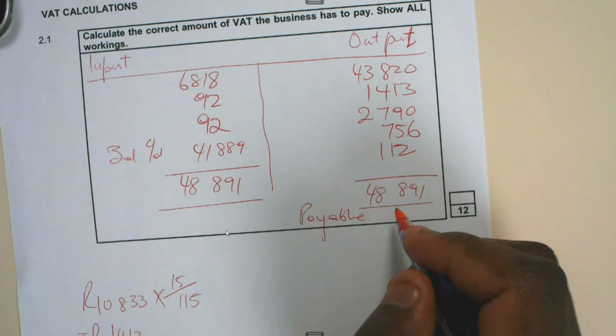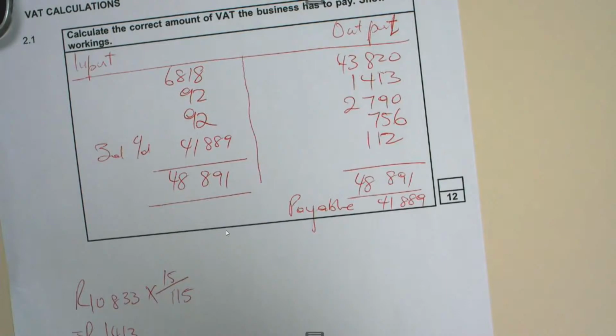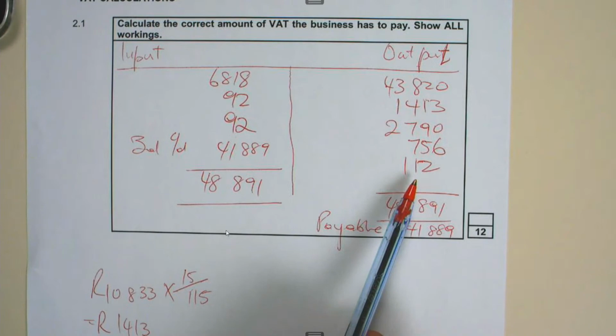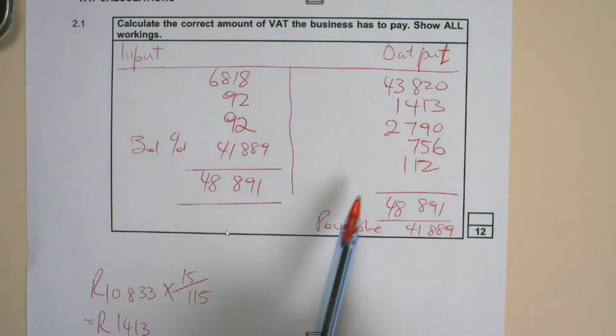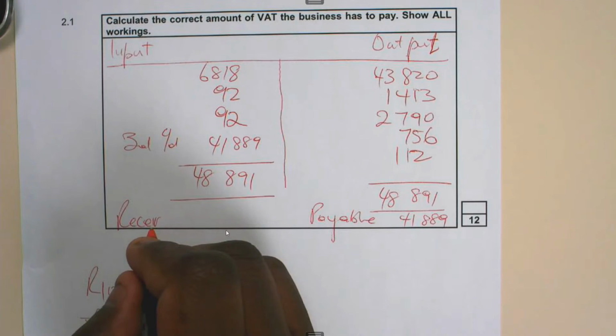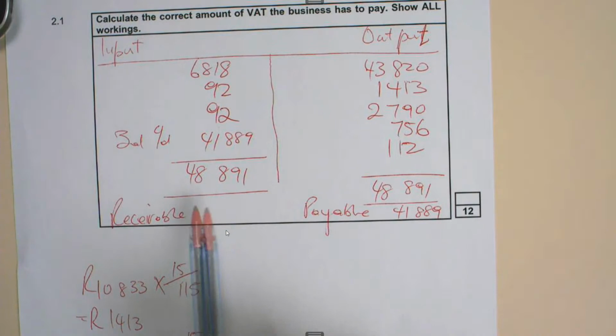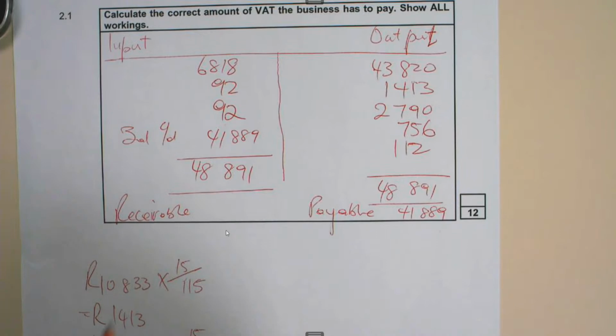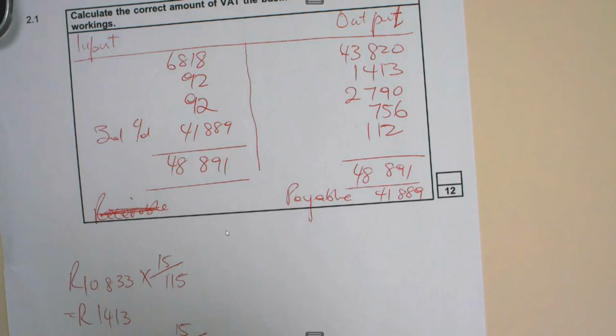And then it is 41,889. Say, for instance, your balance carried down was on the credit side, then your balance brought down would have been on the debit side, and you could have written here receivable. That will mean that the business is still to receive that amount, meaning SARS must pay the business this amount. But in this case, the business is owing SARS.